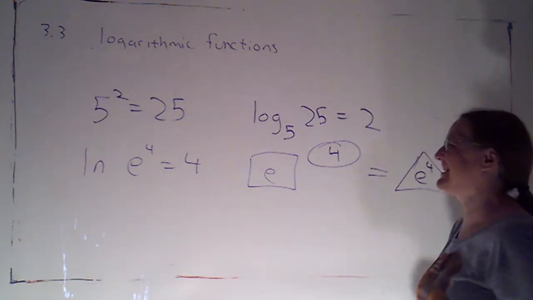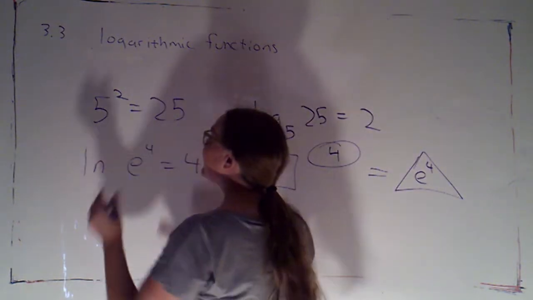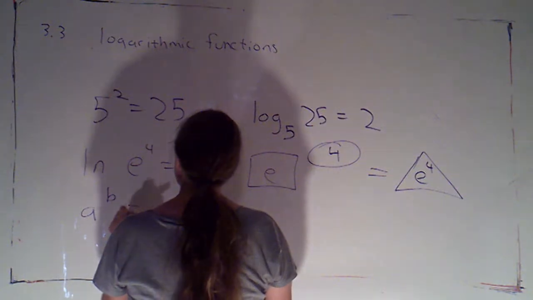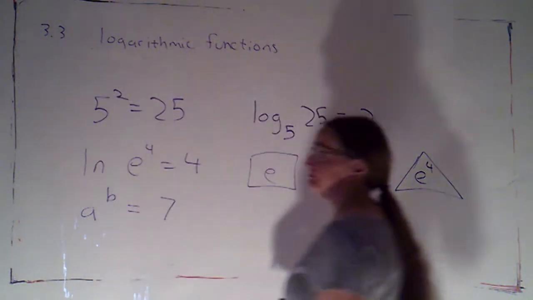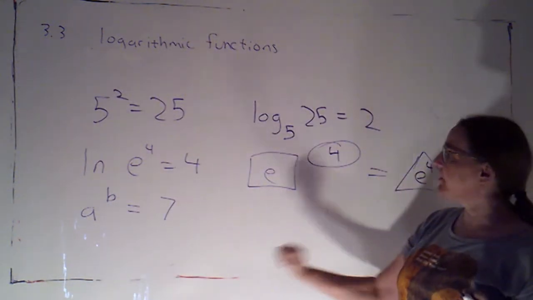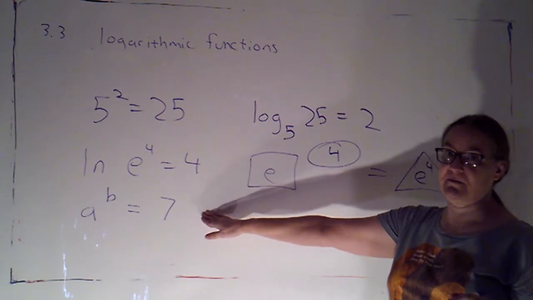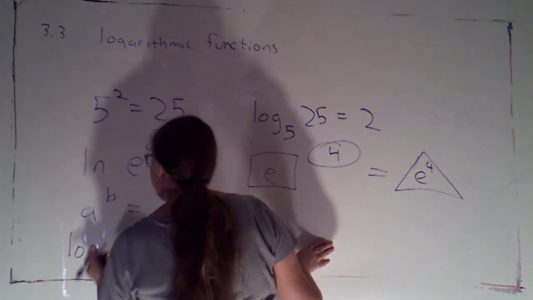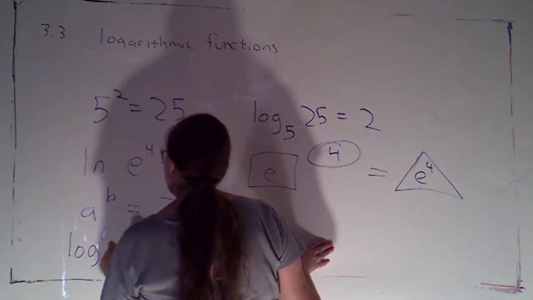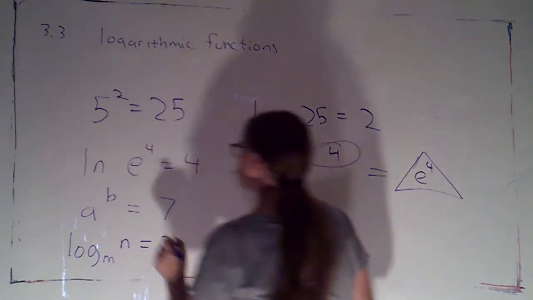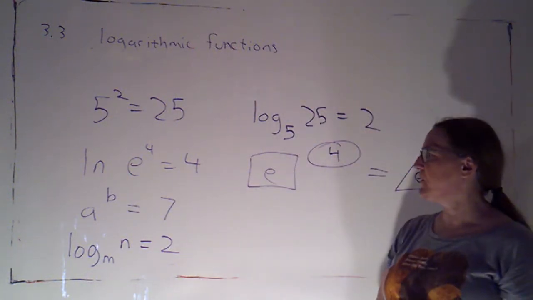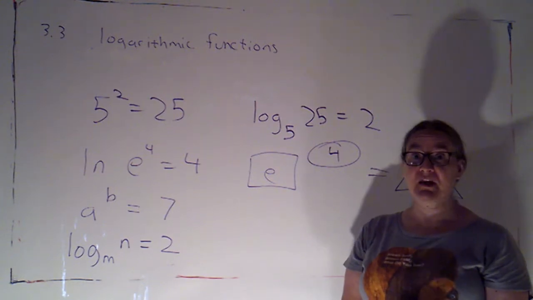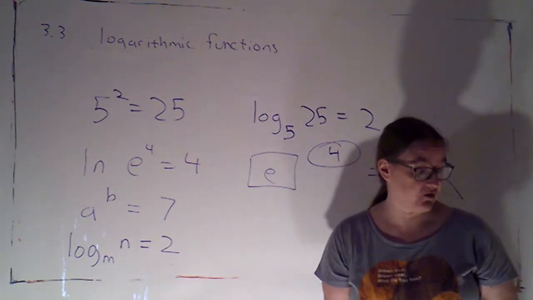Okay. I'm going to give you two problems to try. So I'm going to give you something in exponential form. Let's say a to the b is equal to 7. Okay. So you've got 2 letters and a number. I want you to rewrite that in logarithmic form. And then let's say we had the log base m of n is equal to 2. So again, I'm giving you 2 letters and 1 number. I want you to rewrite that in exponential form. So go ahead and pause the video, give those 2 a shot.